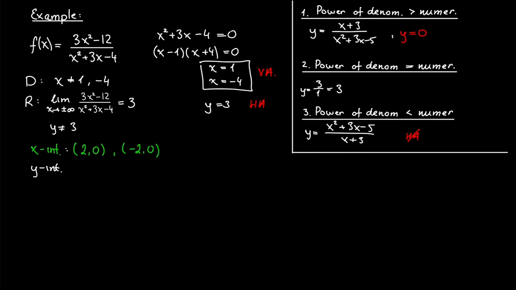For the y-intercept, it actually is even easier, because all we have to do is plug in x equals 0 into our function. So what we get is negative 12 divided by negative 4, which means we get 3. So (0, 3) is going to be our y-intercept. Now that we have all this information, let's plot it on a graph.